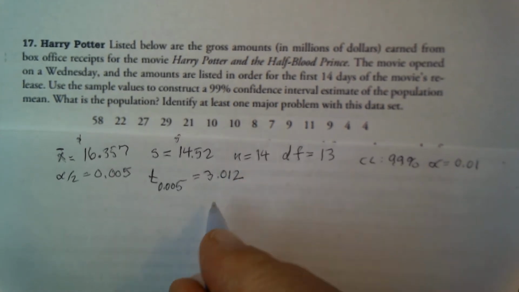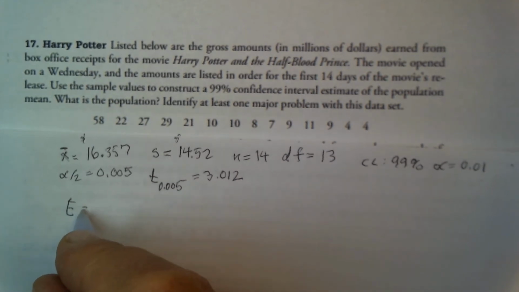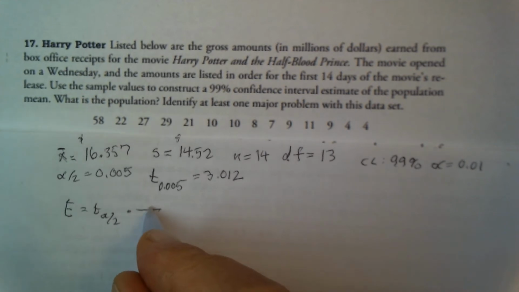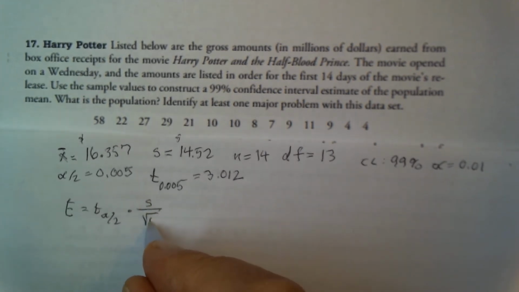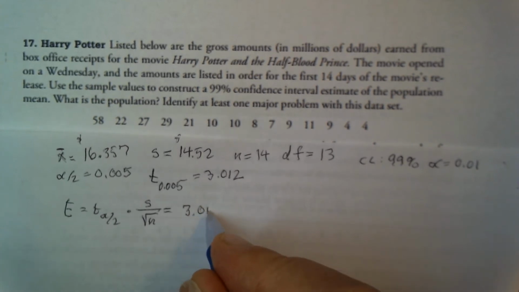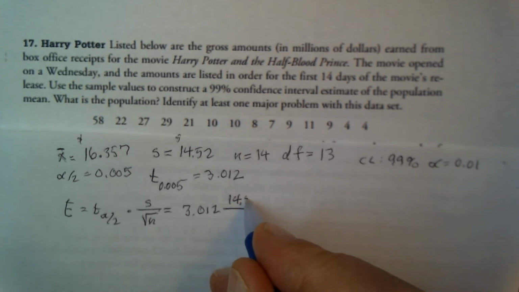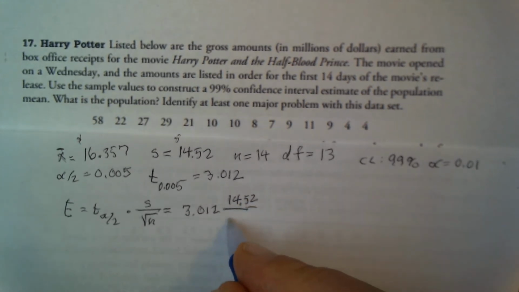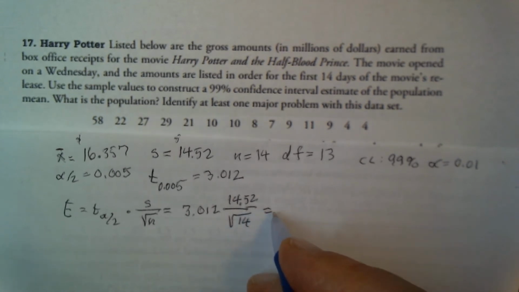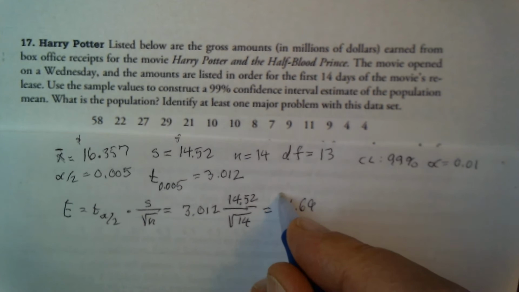Our margin of error is equal to t sub alpha divided by 2 times s divided by the square root of n. So it would be 3.012 times 14.52 divided by the square root of 14. And so that margin of error is $11.69 million.